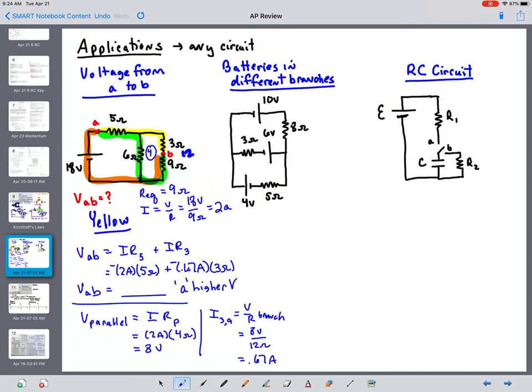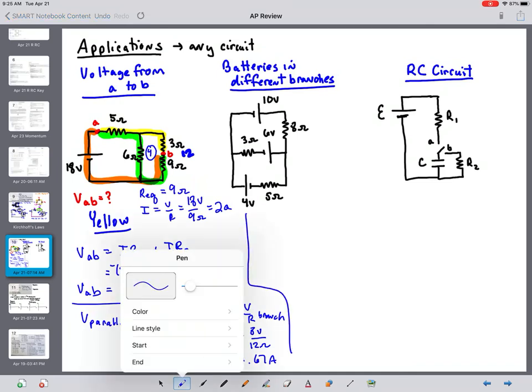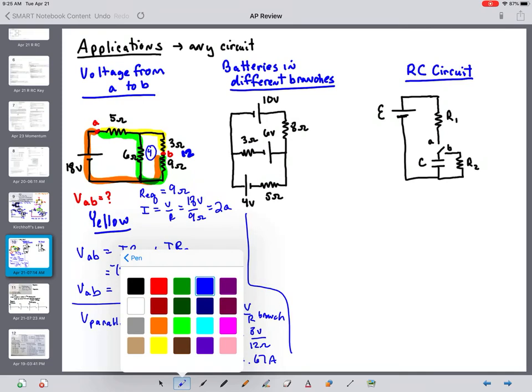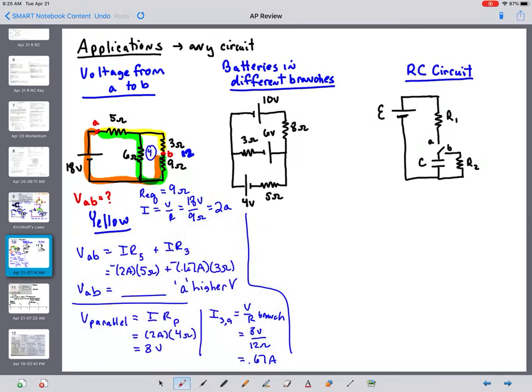So Kirchhoff's laws, or a fraction in this case of the loop rule, very useful when you're trying to calculate voltages between different locations in circuits. Now, I didn't leave myself a whole lot of room, so we may squish a little bit, but that's okay. We'll put a line here. We'll change colors. It will all be good.